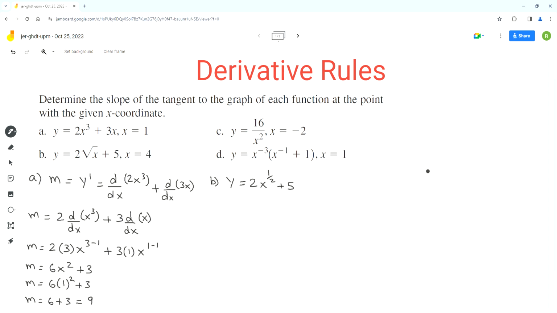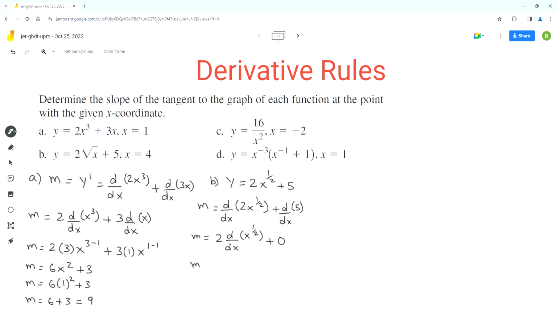Now we can find the derivative, which is the slope of the tangent, equals d over dx. We start with the first term and then plus the derivative of the second term. For the first term, we can use the constant product rule. So we move the 2 out to the front, so it becomes the derivative of x exponent half, plus, now the second term is a constant and the derivative of a constant is equal to 0.